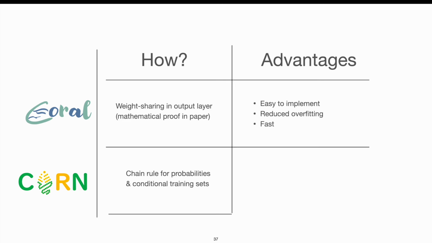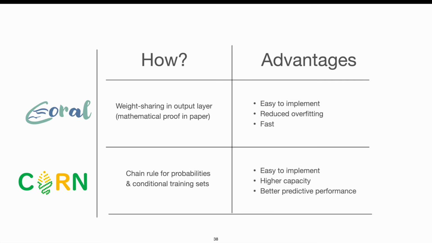We think the overfitting reduction comes from the fact that we have this weight sharing constraint in the output layer, which acts as a kind of regularizer, forcing the network to be simpler, which also makes it fast. If you have a task that is very complex and you have a small training set, it can be an advantage to use, let's say, CORAL. On the other hand, CORN is also easy to implement, but because it doesn't have this weight sharing constraint, it allows the network to have a higher complexity or capacity, which means that the network can be more flexible in terms of function fitting.